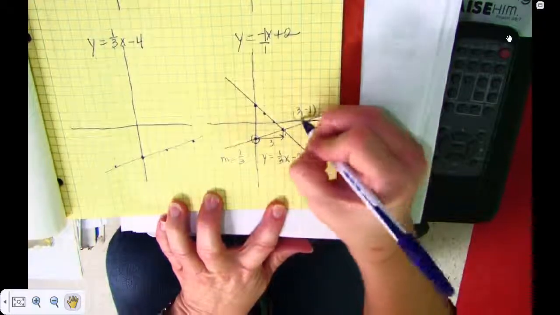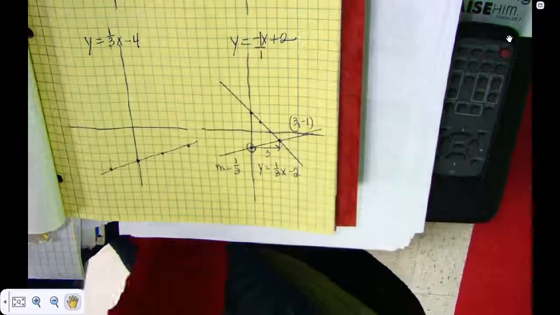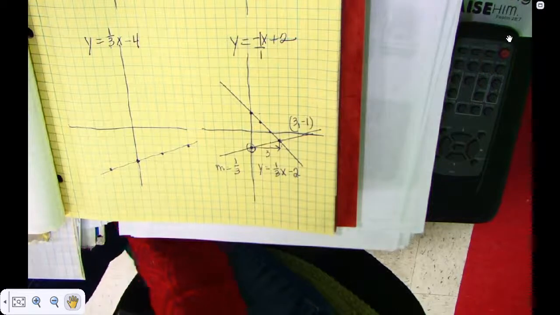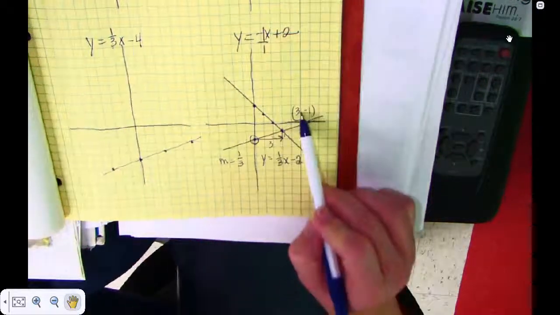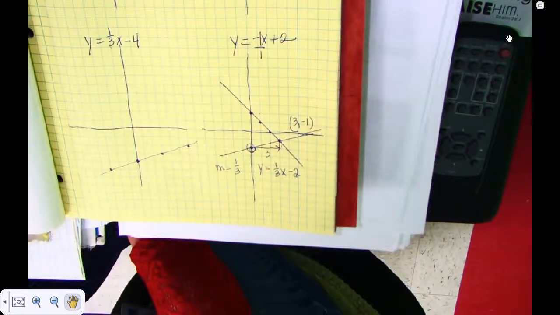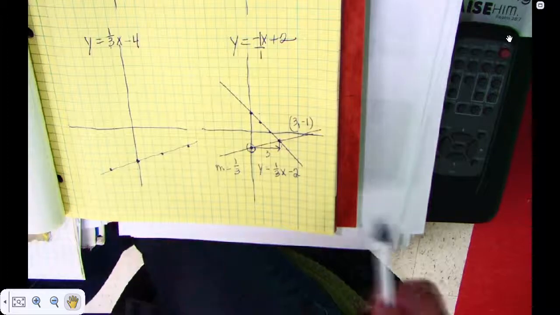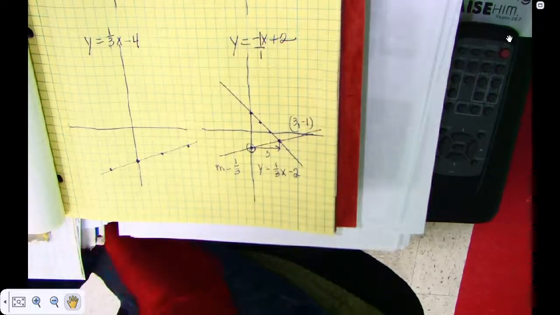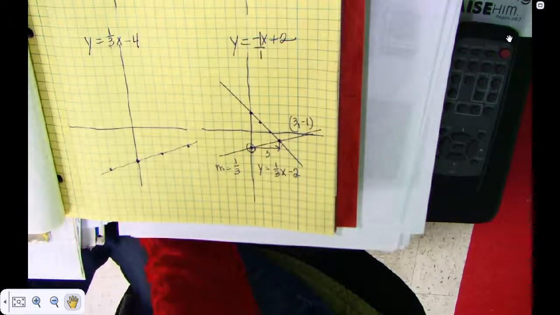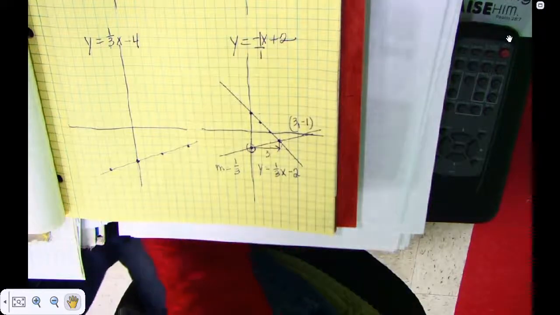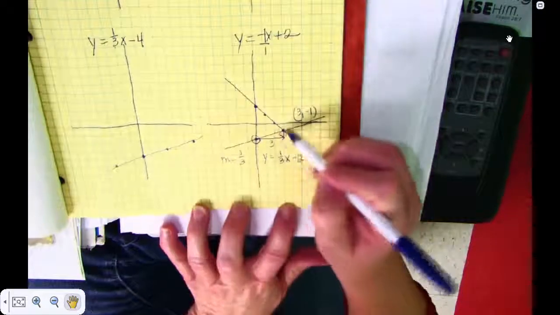3, negative 1. Guys, you don't write a fraction. When I ask for a point, I want two numbers, the x and the y. You see it? Two numbers. There's some people in here who wrote it as a fraction. What you thinking, people? What you thinking? It's the point where they meet.